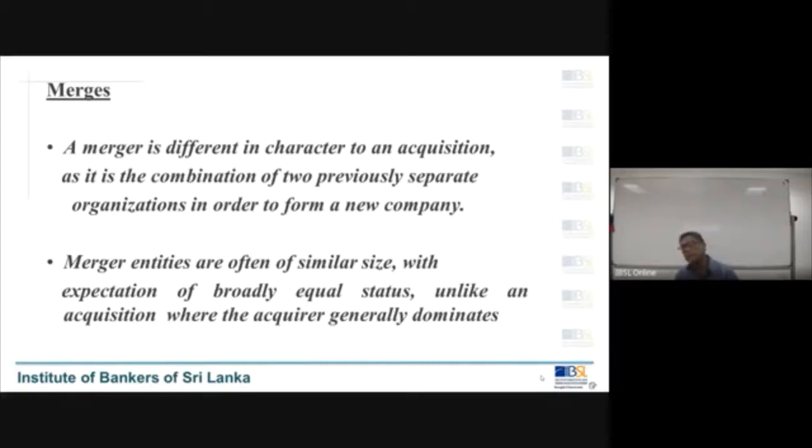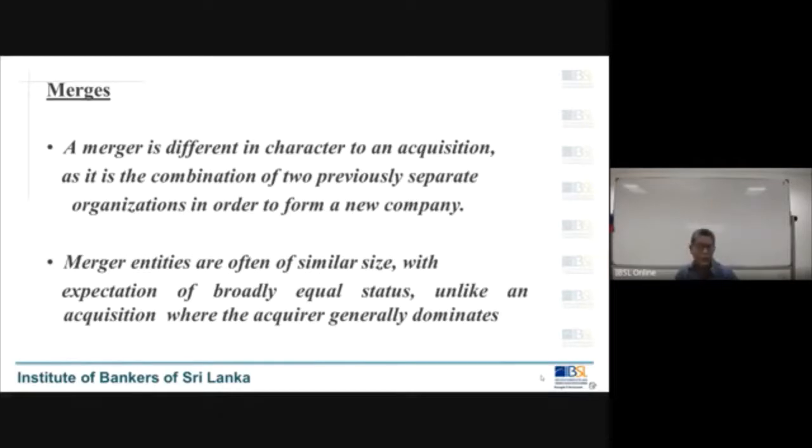Now, most of the time the examiner will ask whether merging and acquisition are both the same. A lot of questions are asked in the exam: merging and acquisition are both the same, do you agree? Then you have to say no. Then you have to define what is acquisition and what is merging.